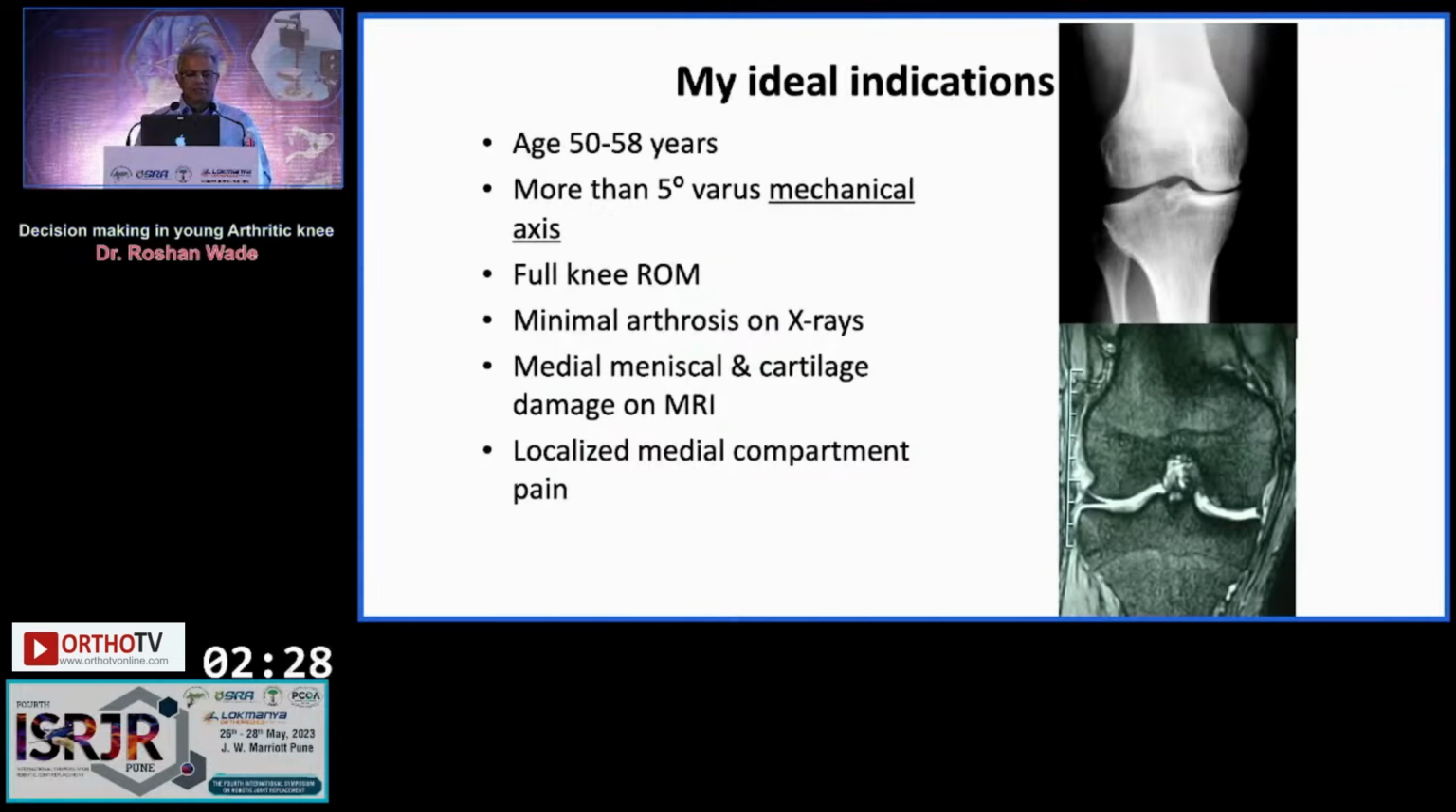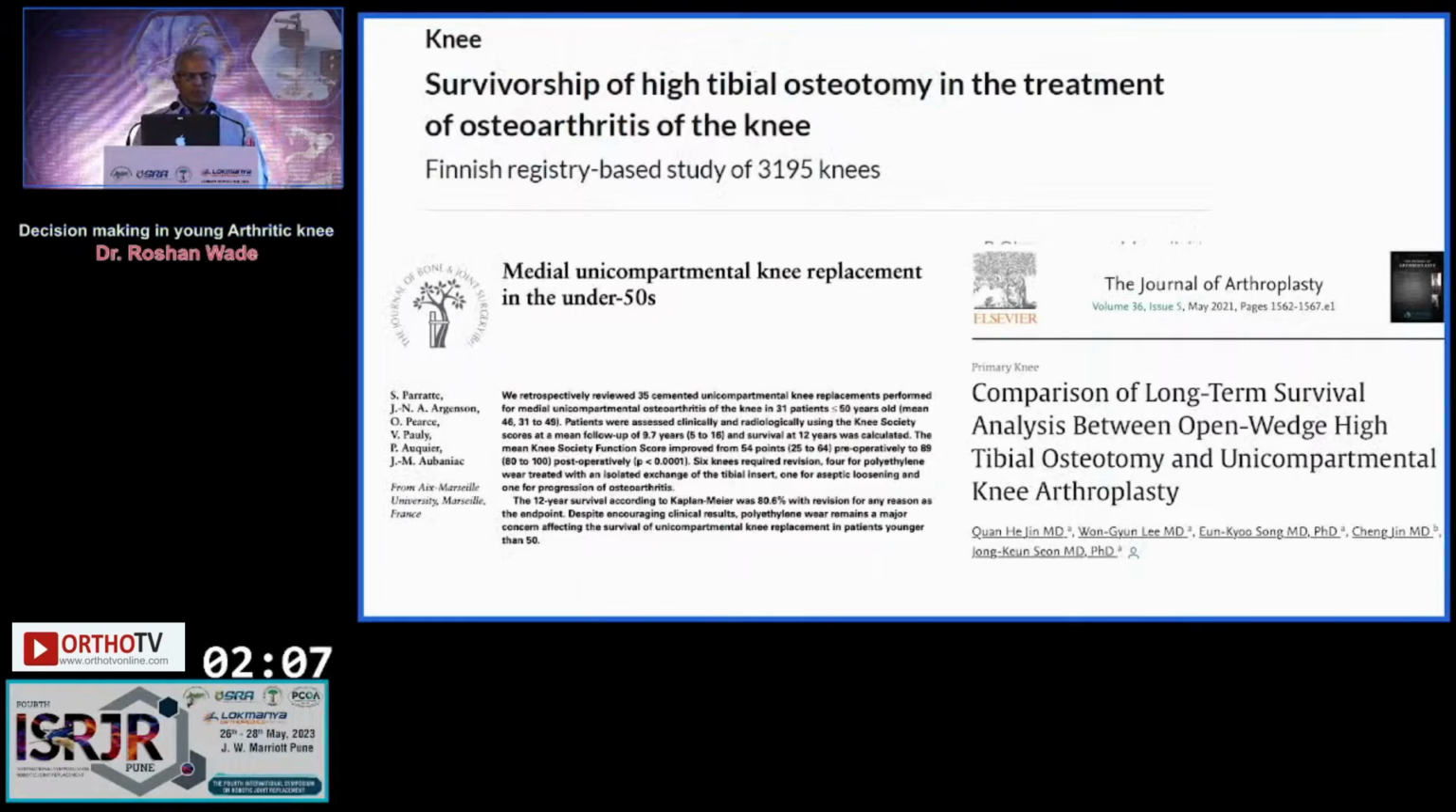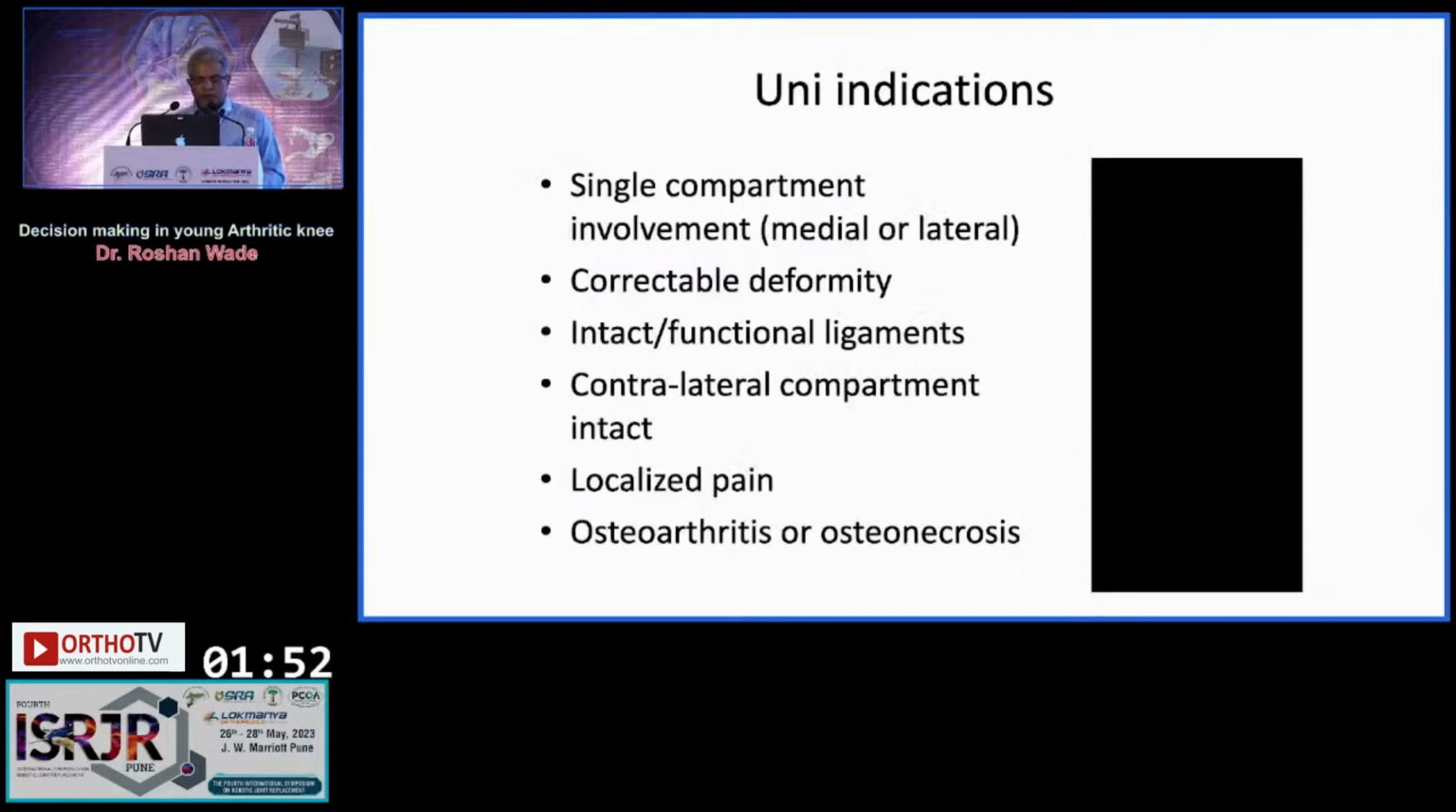The ideal indications for high tibial osteotomy in my clinical practice are age 50 to 58, up to 60 years, more than 5 degrees varus, full range of motion, medial meniscus and cartilage damaged on MRI, and localized compartment pain. In those situations, I can get a better outcome with a good HTO. The survivorship of HTO is very well known, and there are n number of studies showing that long-term survival for open wedge osteotomy versus knee arthroplasty, especially in the younger population, is far, far better with high tibial osteotomy.